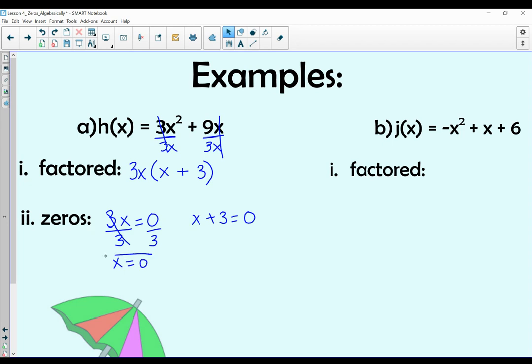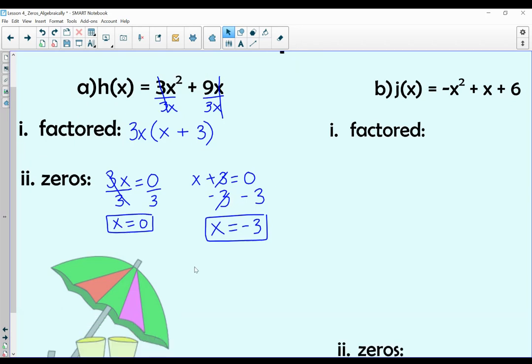0 divided by anything is 0. Well, other than 0, but let's keep it simple. And over here, I'm going to subtract 3 on both sides. And again, I'm subtracting because it's positive 3, and I need to cancel it. 3 minus 3 is 0, so it leaves from the left side. And the reason that it comes to the right side is whatever you do to one side of an equation, you do to the other, because it has to be balanced. So I have x equals negative 3. So those are my zeros.